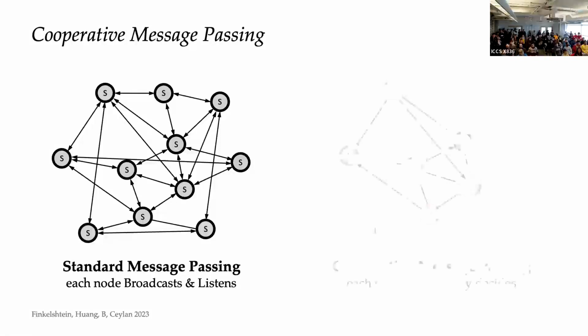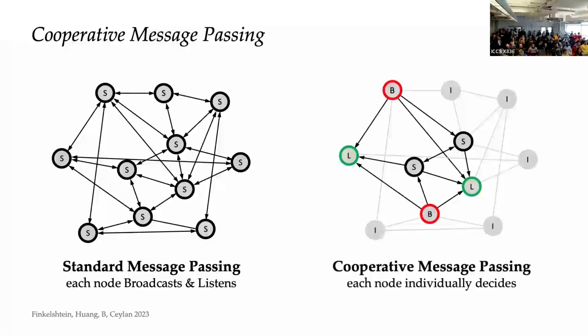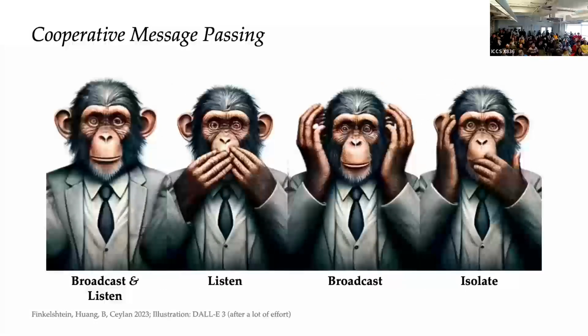What we would like to do is local node-level control. Each node can decide what it does, whether it wants to send messages, only receive messages, or do nothing. And we have these four different options. A node can broadcast and listen, like in standard message passing, it can only listen, it can only broadcast, or it can isolate.